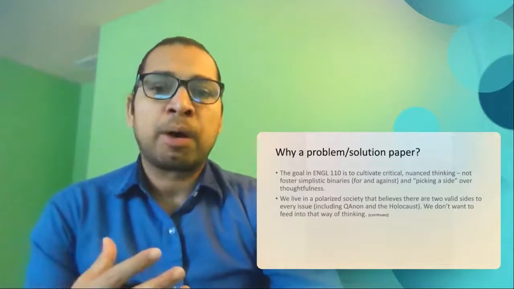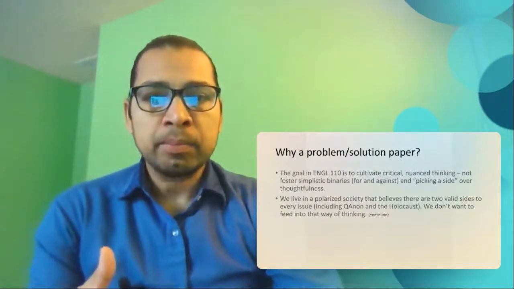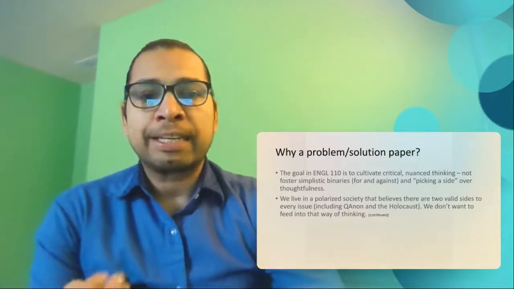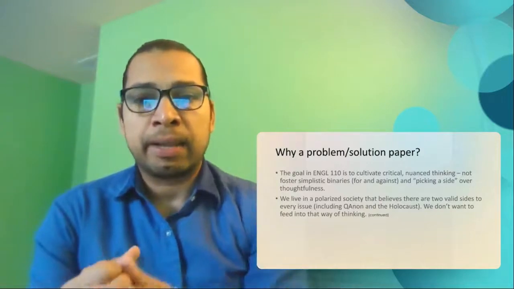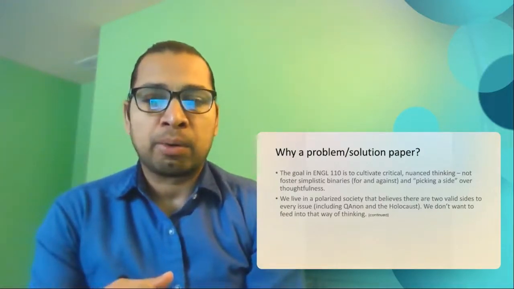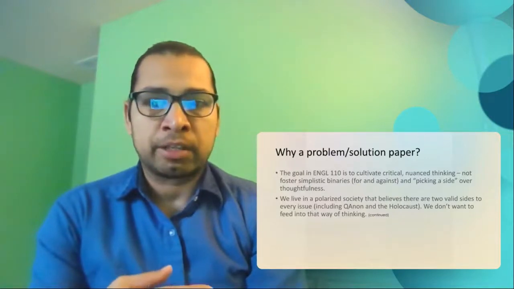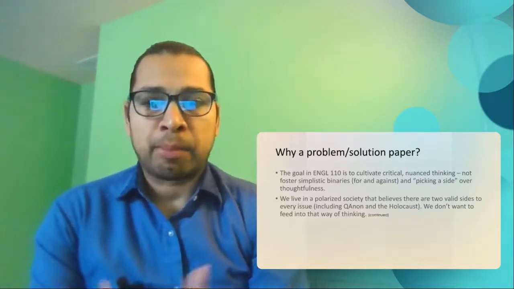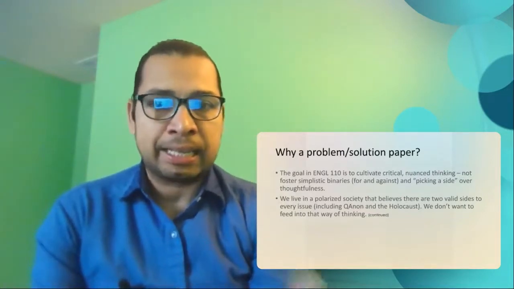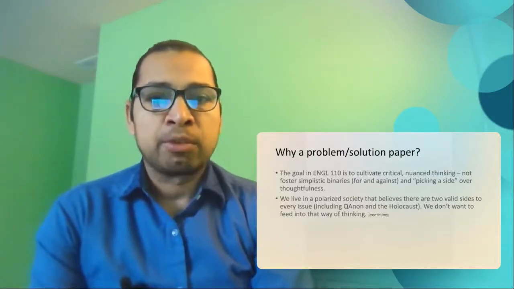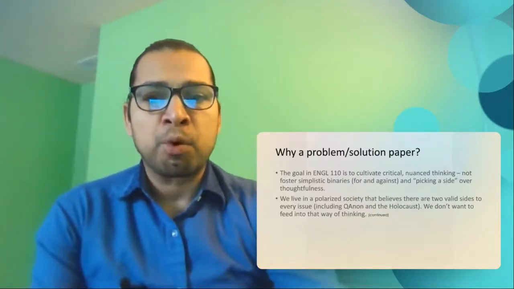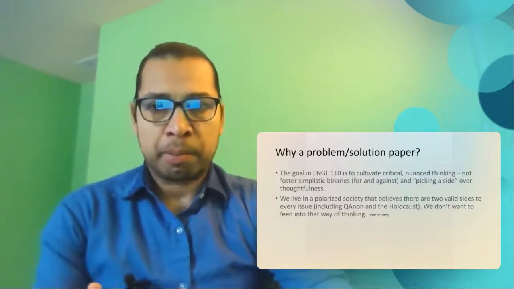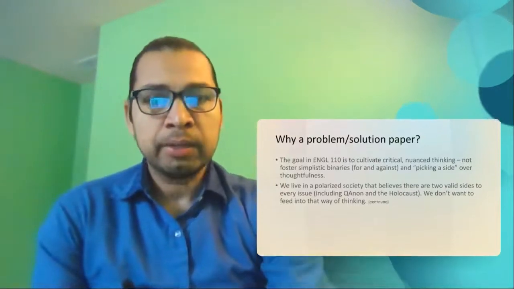So I want to briefly discuss what a problem solution paper is. The goal of this class, English 110, is to cultivate critical and nuanced thinking. Okay. And previously, we have been practicing a lot talking about for and against in the argument. Just come up with the argument, take a side, and then develop your ideas from there. Okay. So instead of that, you will be coming up with the problem. You'll notice the problem out there and how we can solve it. That is something you'll be focusing on.